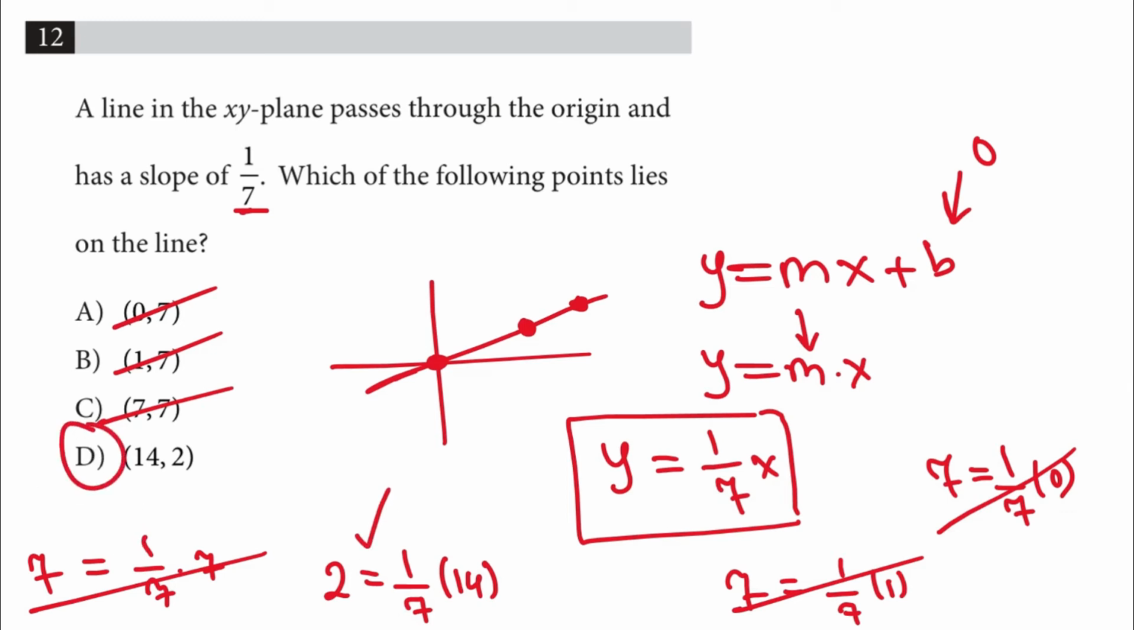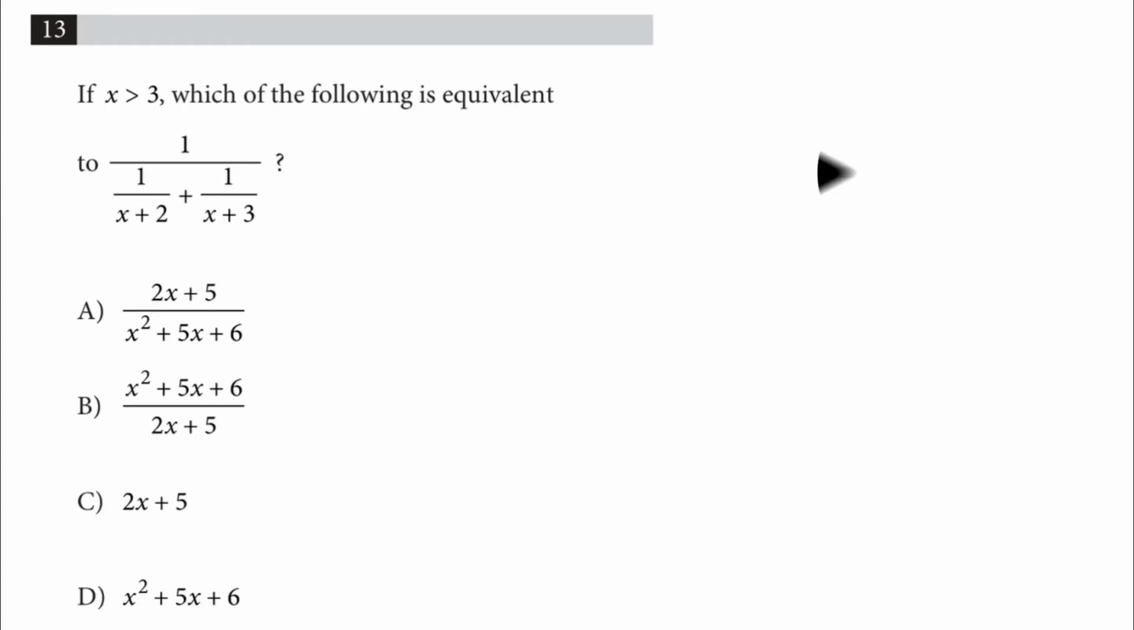Now, let's move on to the next question. If x is larger than 3, which of the following is equivalent to all of this? Before you solve this problem, you have to understand that there is a fraction with fractions, and you first need to simplify the bottom of the main fraction. So what do we do? Well, we sum up those two expressions. But how do we sum them up? We need common denominators. 1 over x plus 2 plus 1 over x plus 3.